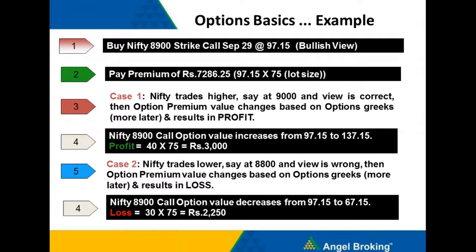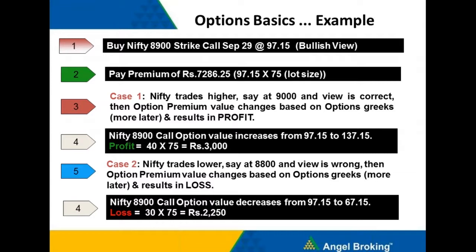You need to know the lot size of the contract. In the case of Nifty, the lot size is 75. The premium that you see is for a single unit, so you have to multiply that by the lot size. In this case it is 97.15 into 75, so the total premium that you pay is 7,286. And you are buying an 8,900 strike price.